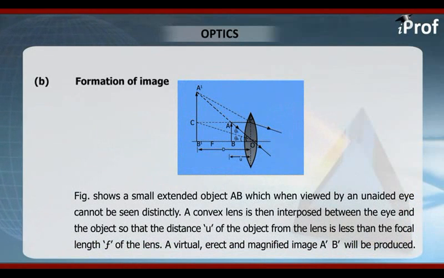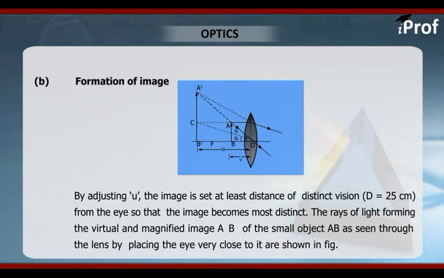The figure on the screen shows a small extended object AB, which when viewed by an unaided eye cannot be seen distinctly. A convex lens is then placed between the eye and the object, so that the distance u of the object from the lens is less than the focal length f of the lens. A virtual, erect and magnified image A'B' will be produced.